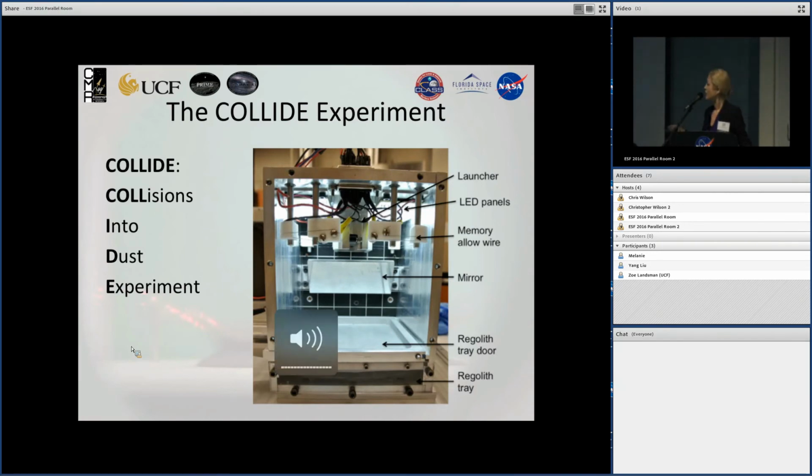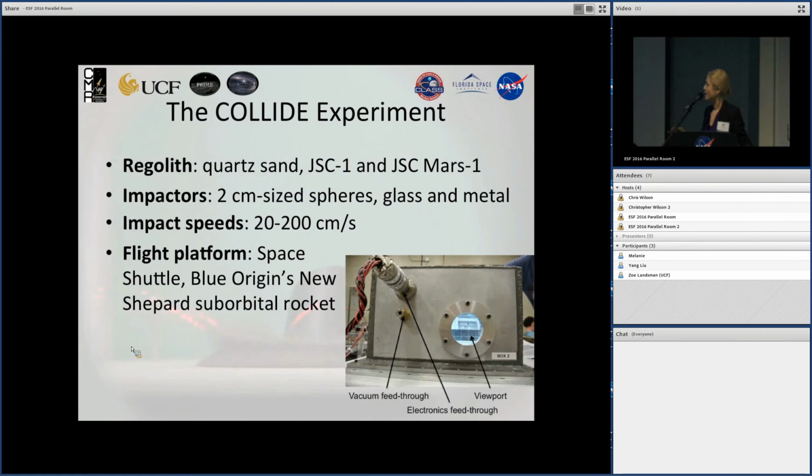And it's just an impactor and the bed of regolith. So here we also use quartz sand and lunar simulant JSC-1, but we also had some JSC Mars-1 simulant. Same impactors, 2 centimeter size spheres, and somewhat higher impacting speeds, up to 2 meters per second.